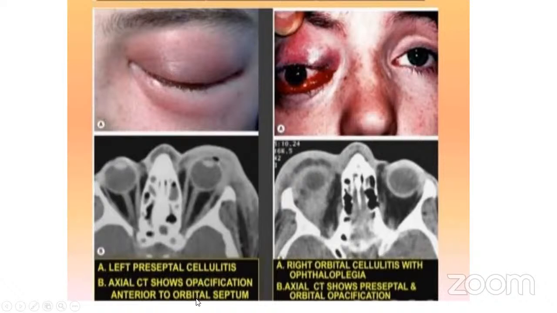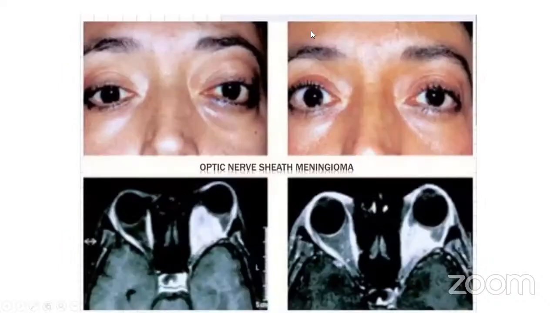When you see the CT scan, we can see a left preseptal cellulitis, an axial CT showing opacification which is present anterior to the orbital septum. So this suggests more of preseptal cellulitis, as compared to this picture where the axial CT shows preseptal as well as orbital opacification. So it is suggestive of orbital cellulitis. Now, with mild axial proptosis over here, a bright lesion present in the optic nerve region is suggestive of an optic nerve sheath meningioma.